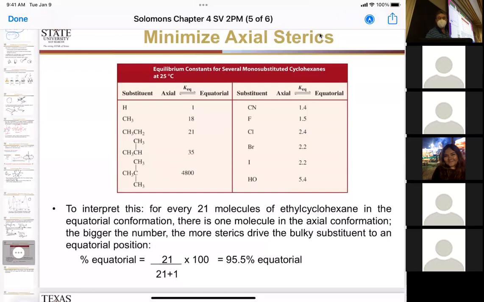By bumping it up to an ethyl group here, it's going to be 21 for every one molecule. So that's over 20 to 1. So it's going to be there 95% of the time, right? So if we go up to an isopropyl group, which is even bigger, 35 to 1. Okay, so that's like 97% of the time. And then if we go up to the biggest substituent, we have the t-butyl group, 4,880 to 1. So it's basically in that position 99.99% of the time.